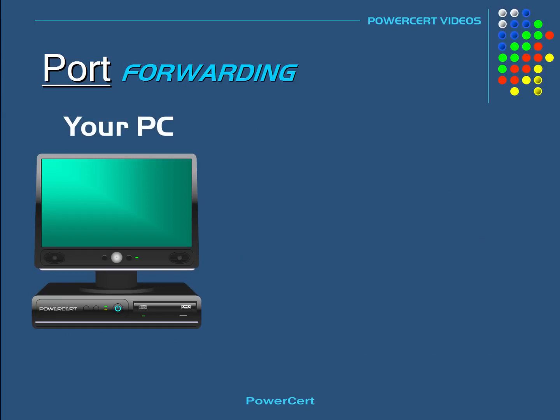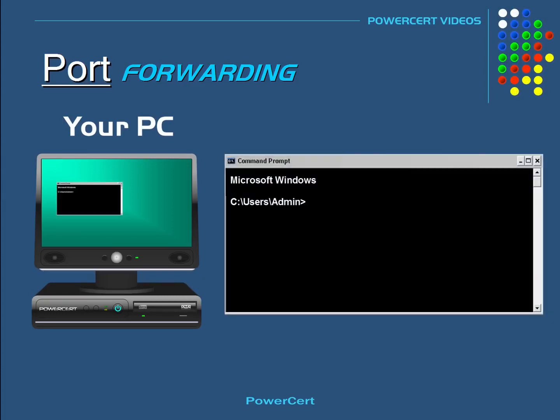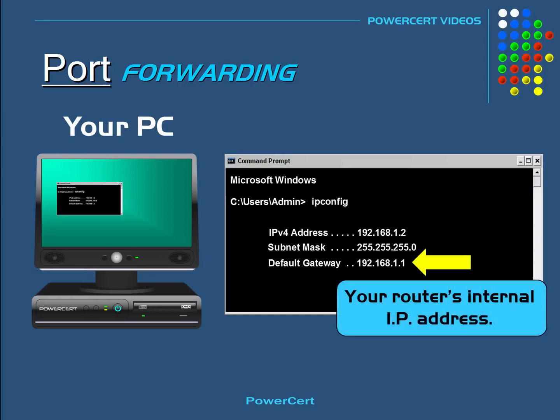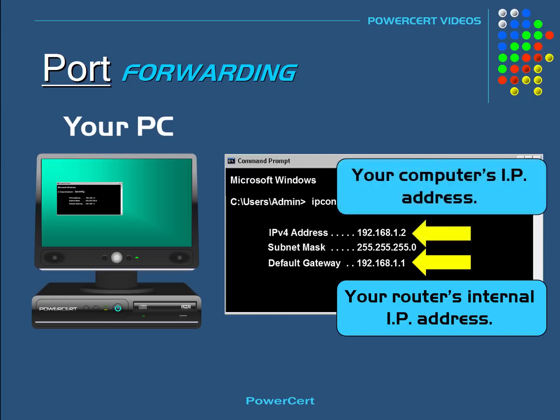If you're not sure what your router's internal private IP address is, you just open up a command prompt on a Windows computer, type in ipconfig and press enter. The default gateway is the internal IP address of your router. And it's also important to know what your computer's IP address is, which is right here, because we're going to be entering that IP address in the port forwarding configuration page.